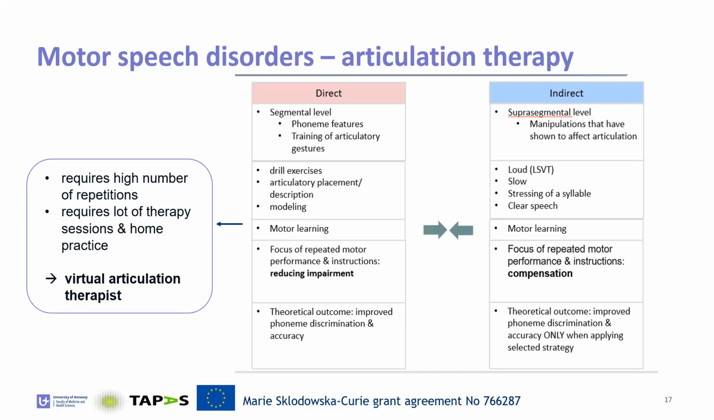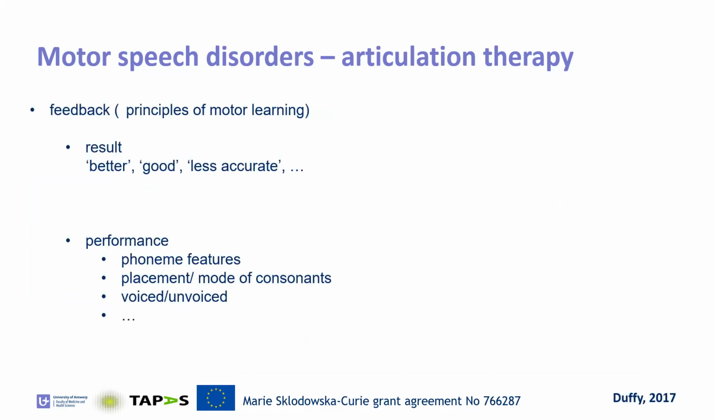Sometimes we also give them some information about articulatory placement. And what is important there is that we do a lot of modeling for the patient. So it requires a high number of repetitions, a lot of therapy sessions, and home practice. It's not enough for the patient to change behavior by practicing once a week with your speech therapist. You really have to do it continuously. So this is where a virtual articulation therapist could make a difference.